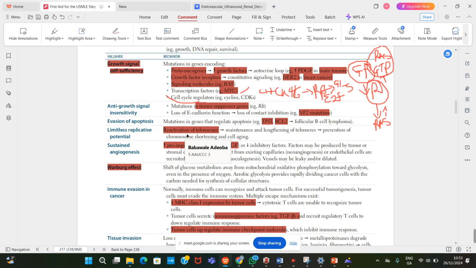So if you change it to DNA, it's going to be TTAGGG. Can we see what I have on my screen? The AAUCCC. Once you transcribe that to DNA, because this is the RNA form, that's going to be TTAGGG.